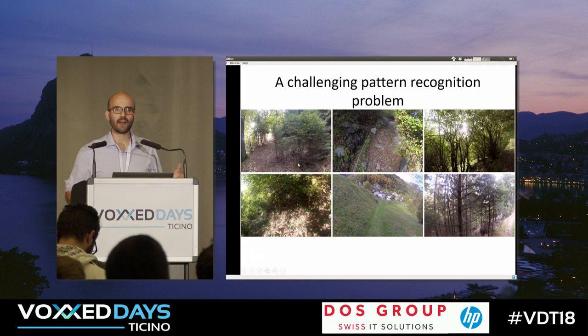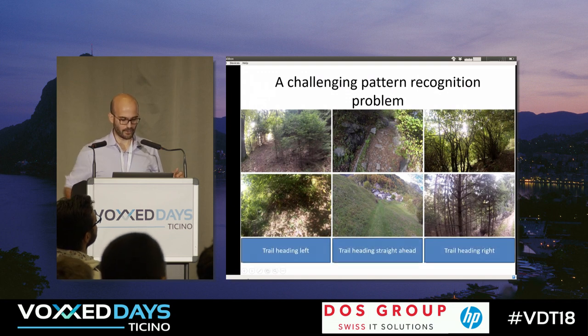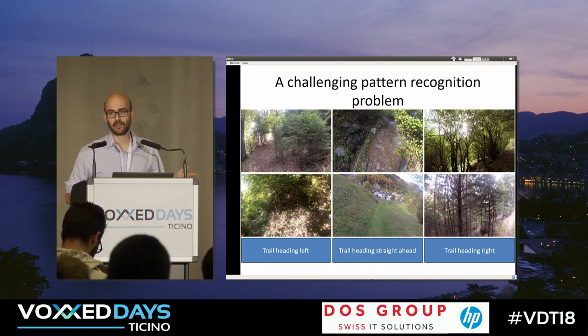The question that we ask is, given this picture, for example, can you tell whether the trail is going left, is going straight ahead, or is going to the right? Now, the answer for this picture is that on the left picture, the trail is heading left, which, by the way, is impossible to see here. In the center image, the trail is going straight ahead, and on the right image, the trail is going to the right. The real question is, can we train a neural network to understand this?